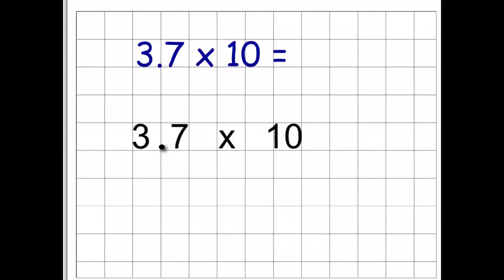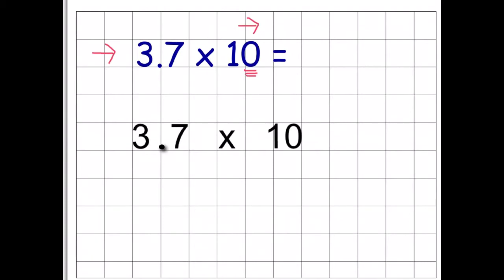Multiplying by 10 and multiplying by 100 become a little trickier when we have decimals involved. So our first question then, we have 3.7 multiplied by 10. When I'm multiplying by 10, I'm going to have to move my decimal point 1 place because there's 1 0, and we're moving it to the right. So our answer is going to give us a bigger number than we started with.